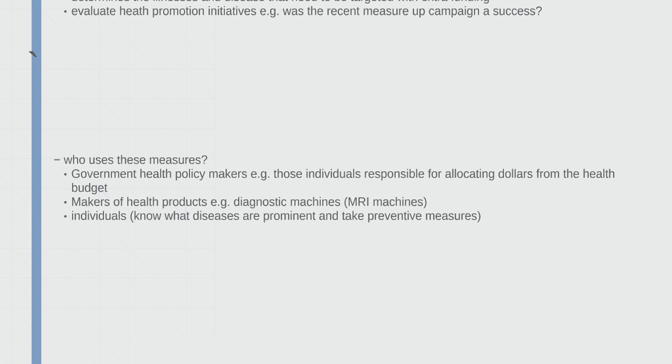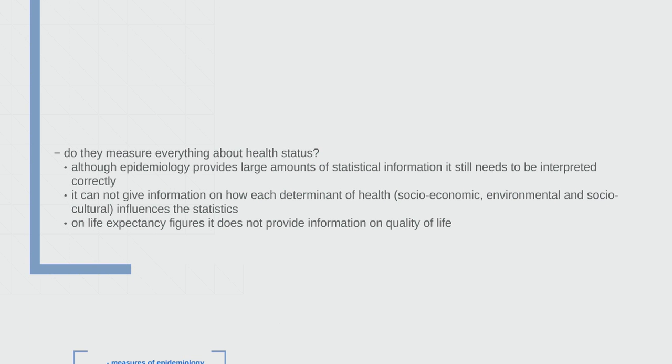And finally, individuals. If individuals are aware of different diseases that are causing problems in the community, they are then able to take preventative measures to help not get that disease. And finally, the last question, does epidemiology measure everything about health status? Well, there's 3 points there which says no. The first of those is, although epidemiology provides large amounts of statistical information, that information still needs to be interpreted correctly. So that's quite tricky in a number of instances.